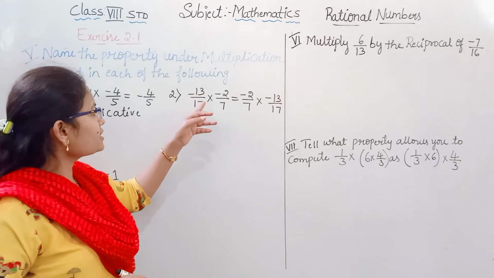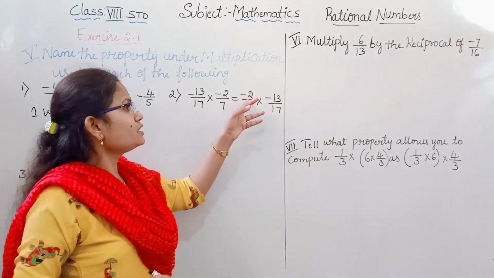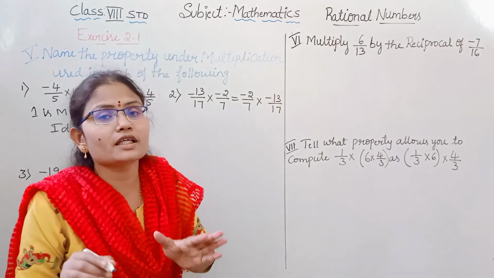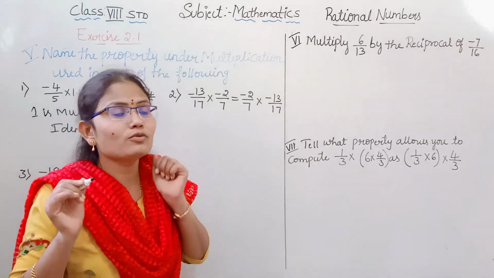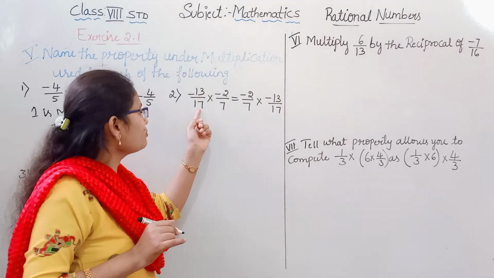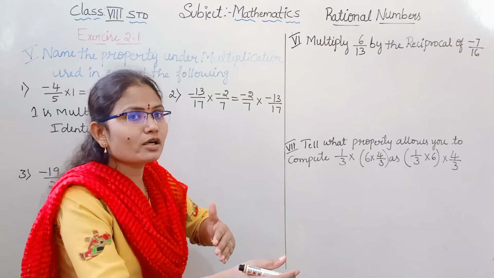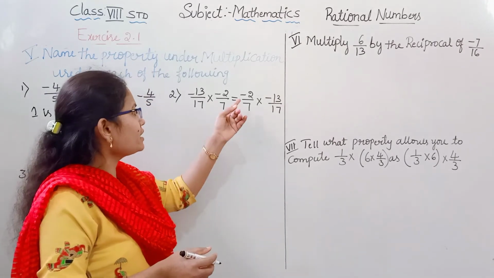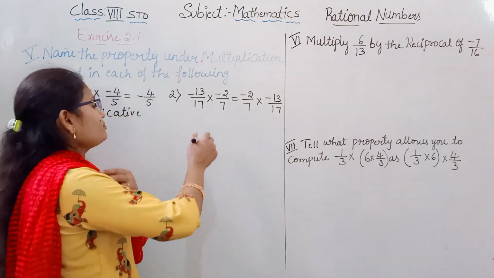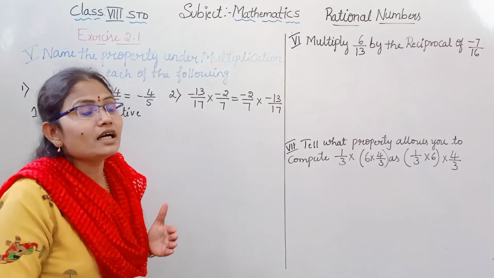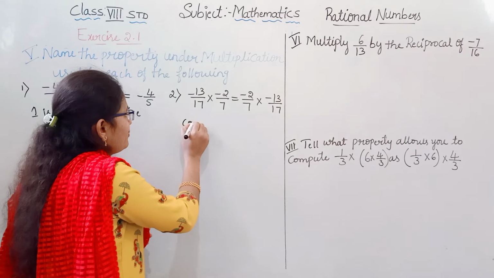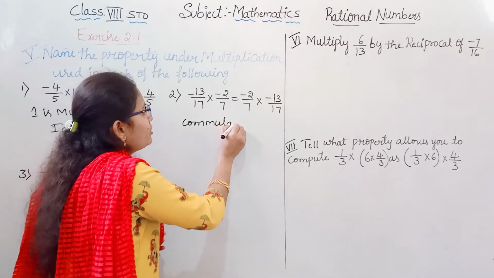Next, the second problem: -13/17 × -2/7 = -2/7 × -13/17. Which property have they used? On the LHS they multiplied -13/17 by -2/7. On the RHS they reversed the order and multiplied, that is -2/7 by -13/17. So this comes under the commutativity property.